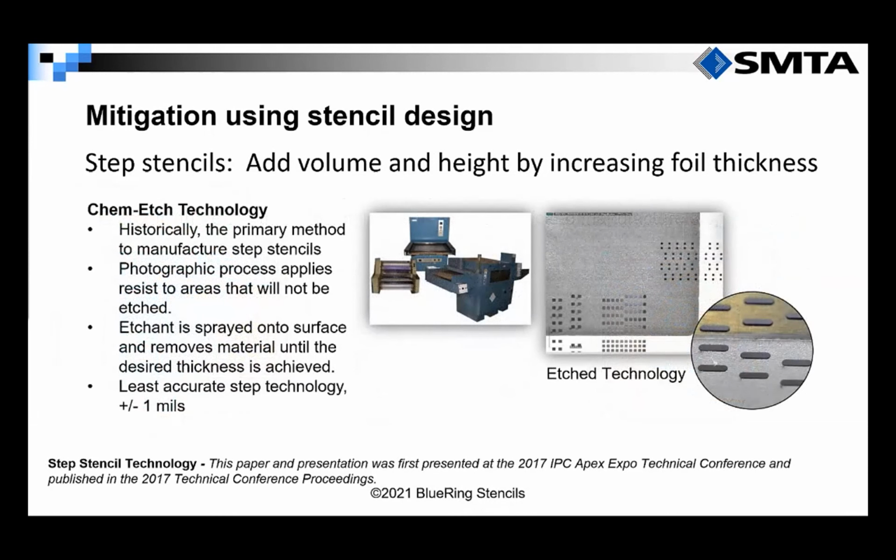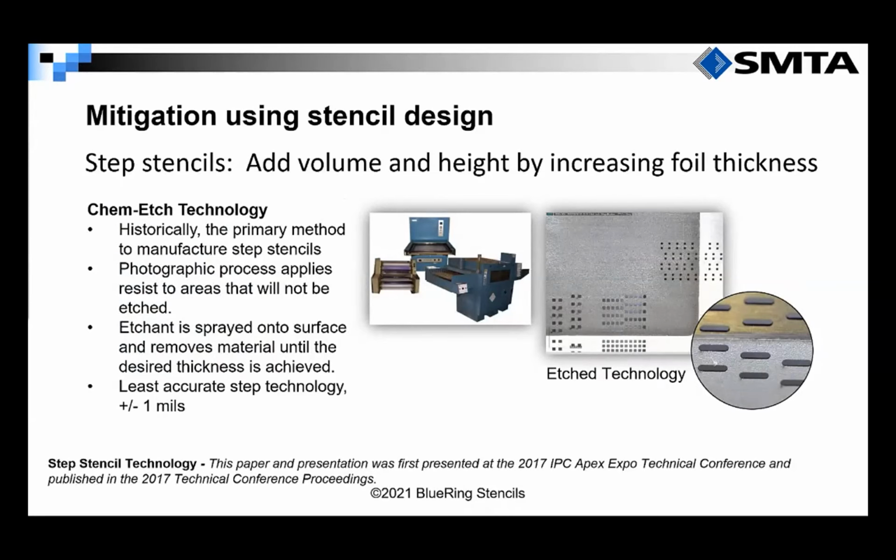Chemical etching is the oldest technology in use today. A photographic process is used much like etching circuit boards. Photoimageable resist is applied over the stainless steel to mask the surface everywhere except for where the foil needs to be thinner. The foil is then run through an etching machine where an acid is sprayed on the stainless steel and dissolves the metal to reduce the foil thickness.